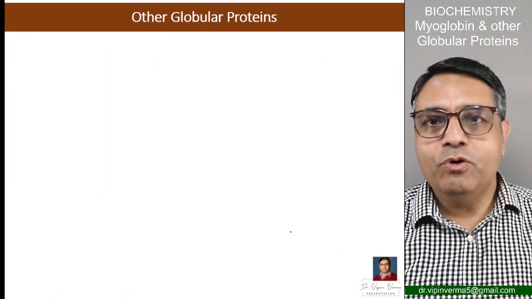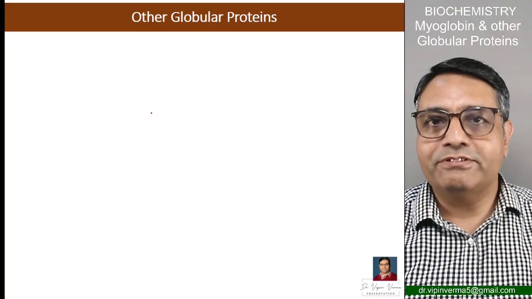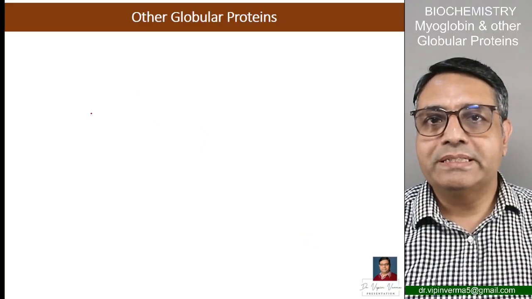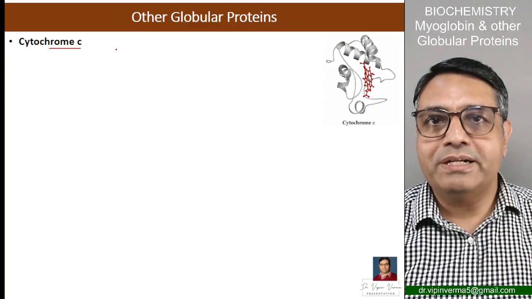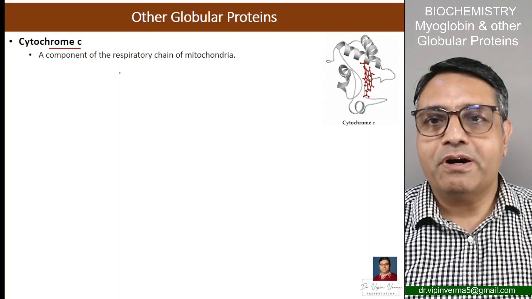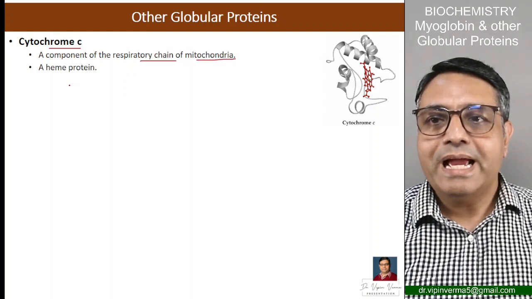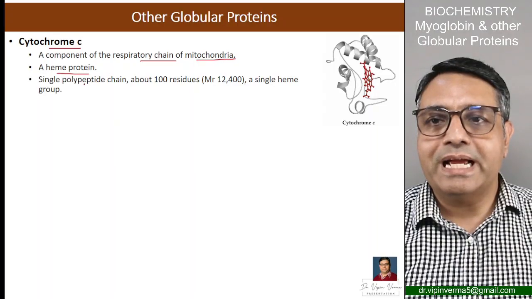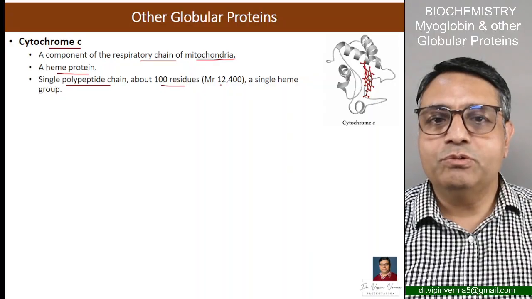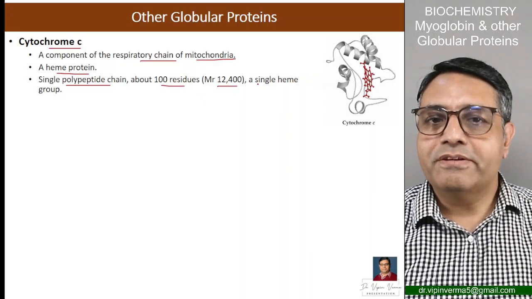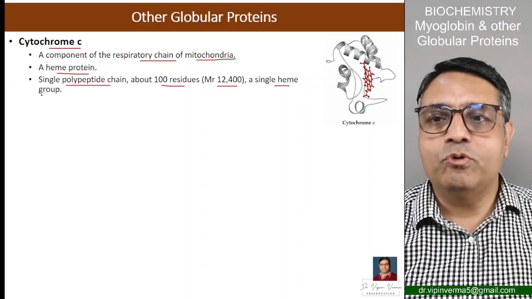Alright, now we will look at some other globular proteins, and they are small proteins, and you will have some idea how these proteins act. So first is cytochrome C. Now can you just tell me where it is found? Yes, it is found in the respiratory chain of mitochondria. Alright, and it is again a heme protein, a single polypeptide chain of around 100 residues. Molecular weight is small, somewhere around 12,400, and it has a single heme group.